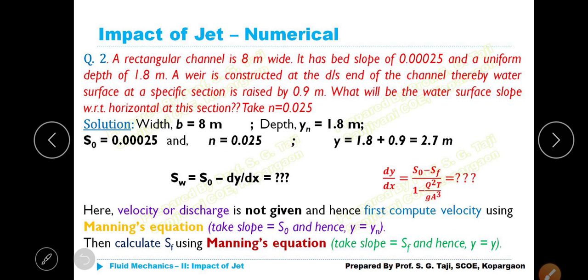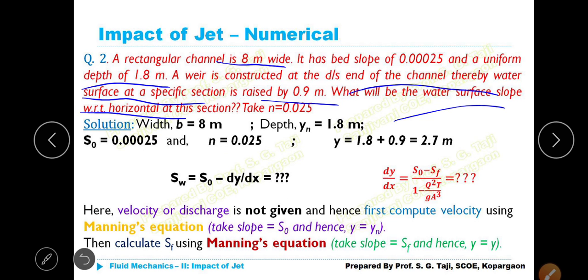Now, a rectangular channel is 8 meter wide. It has bed slope of 0.00025 and a uniform depth of 1.8 meter. Uniform depth, that is Y. A weir is constructed at the downstream end of the channel, thereby water surface at a specific section is raised by 0.9 meter. What will be the water surface slope with respect to horizontal at this section? Take rugosity coefficient is equal to 0.025.